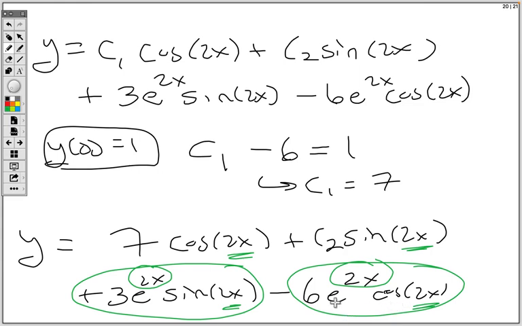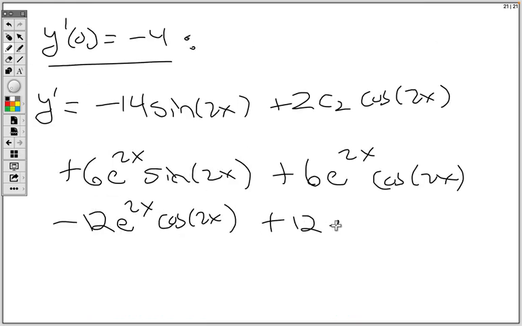And then I'm going to have a 6e to the 2x times a minus sine of 2x times 2. So minus 2 times minus 6 would be a plus 12e to the 2x sine of 2x. And now we want to plug in 0.